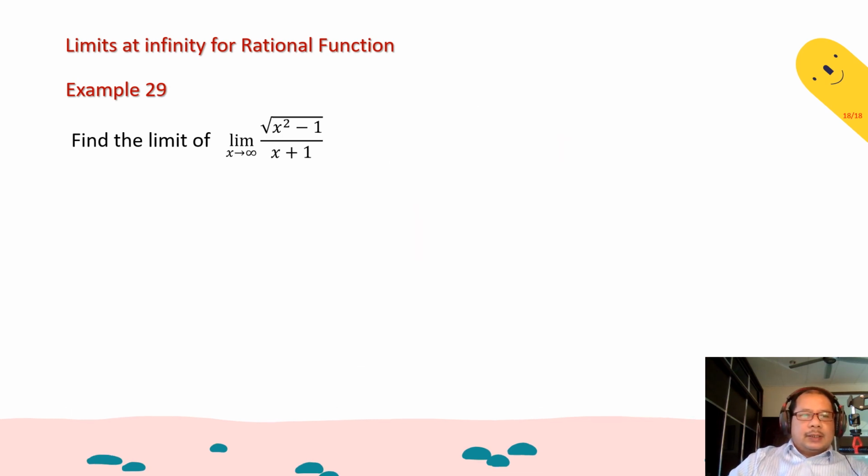Okay, this is the last one for today. Example 29. Find the limit as x approaches infinity of x over square root of x squared minus 1 over x plus 1. Also here, the highest power of the denominator is x. That means you divide all of this rational function by x. So square root of x squared minus 1 over x, over x over x plus 1 over x.